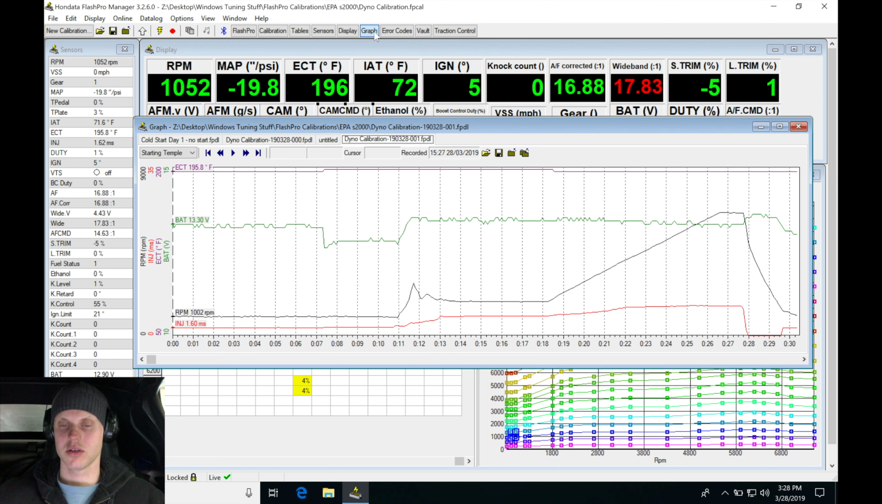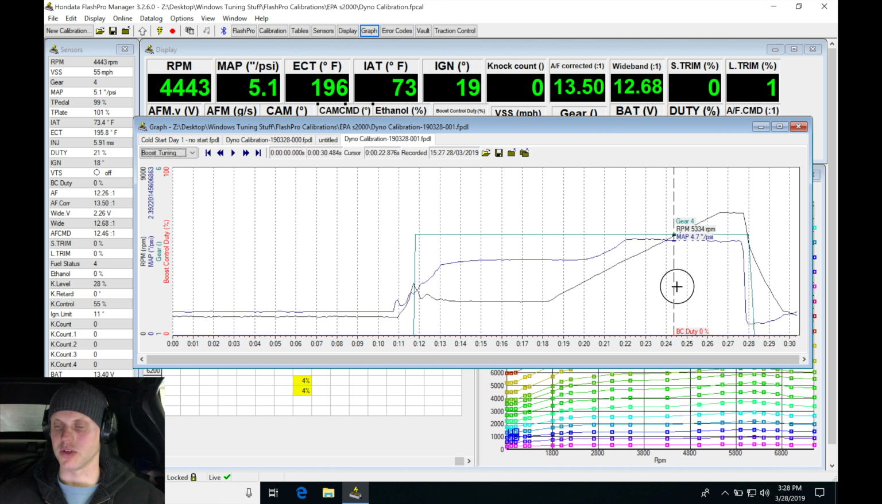Let's take a look at this. Take a look at our graph here. Let's move into our boost tuning and we got an idea what the boost went to. So the boost went to here about 5 pounds. Now, I put about a 6-pound spring and I'm getting 5 pounds. That's okay. That's completely fine.